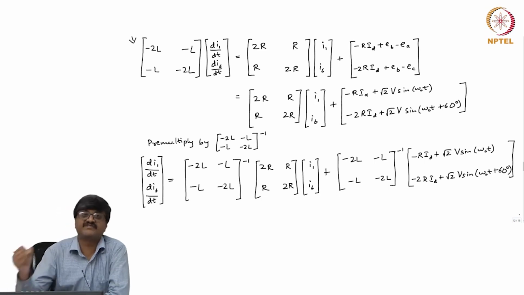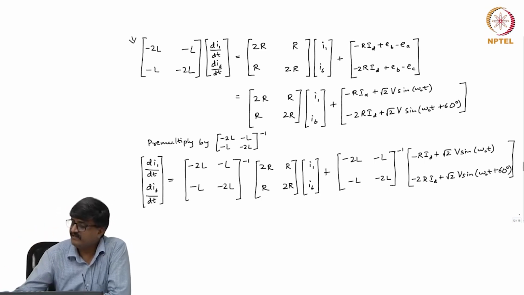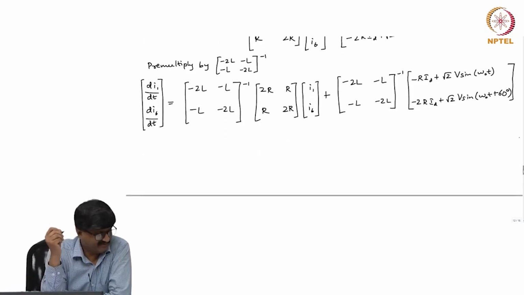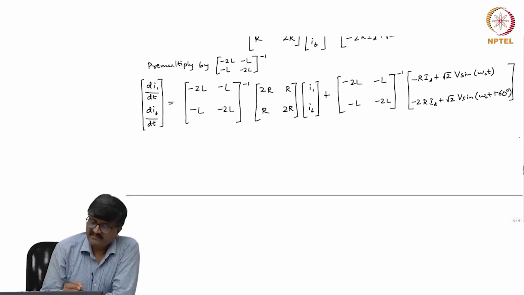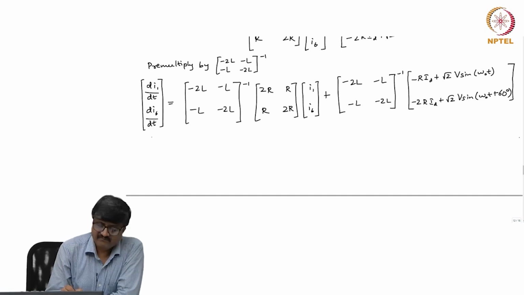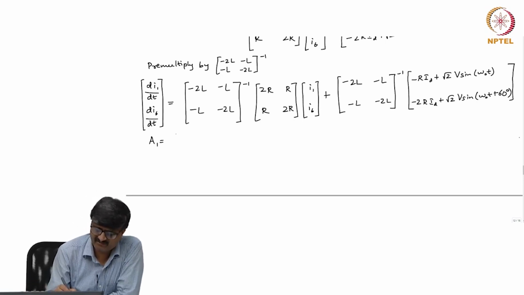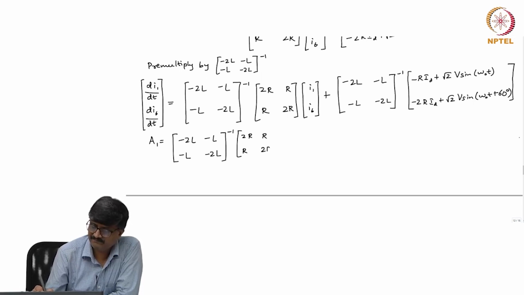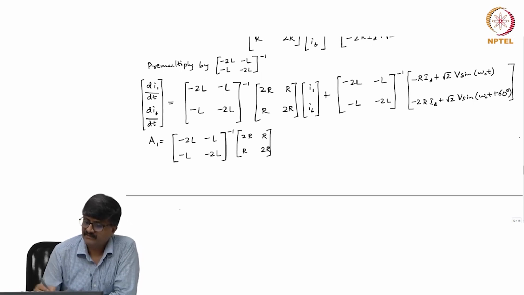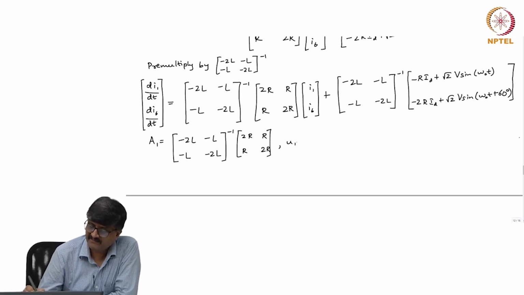So, this is the equation in the standard form. From this we can get the required matrices. From this I can say what is A1, what is U1. A1 is nothing but the coefficient of this column vector I1 I6 on the right hand side. So, A1 is minus 2L minus L minus L minus 2L inverse times 2R R R 2R, and the second term on the right hand side is U1.